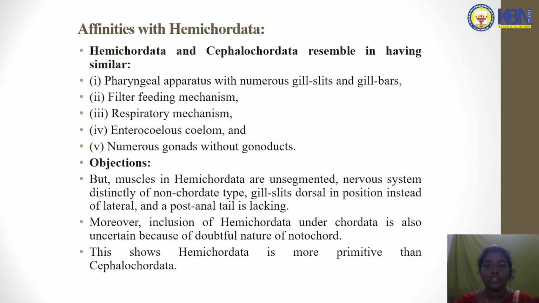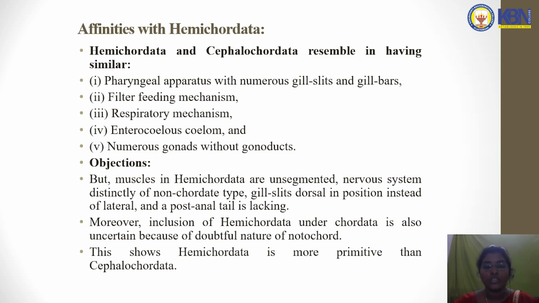Next, affinities with Hemichordata. Hemichordata and Cephalochordata resemble in having similar pharyngeal apparatus with numerous gill slits and gill bars, filter feeding mechanism, respiratory mechanism, enterocoelous coelom, and numerous glands without gonoducts. Objections.